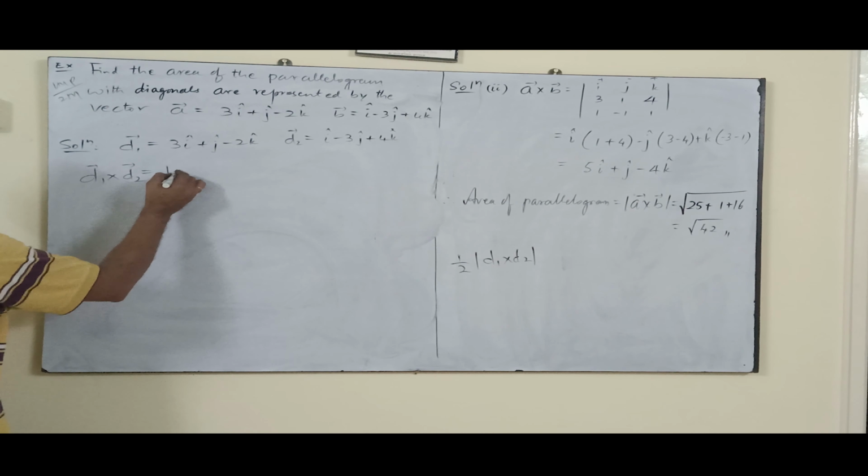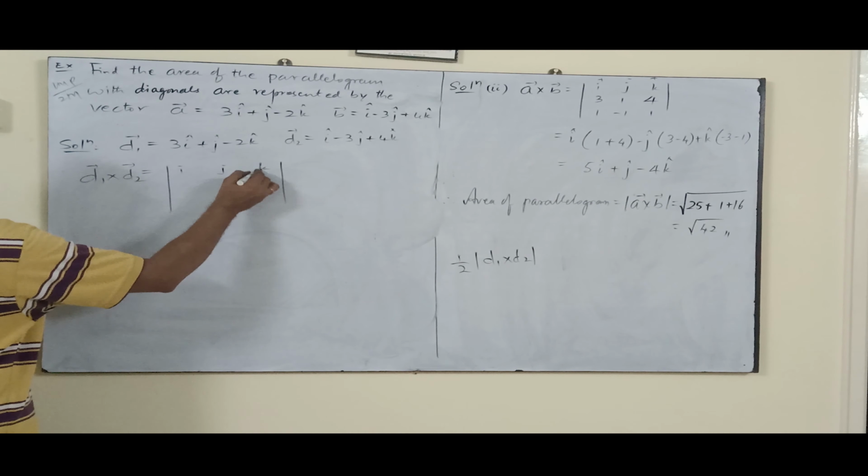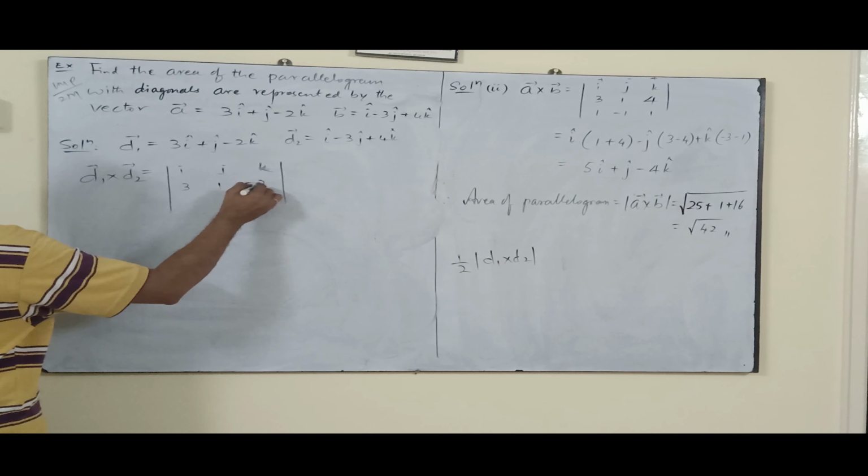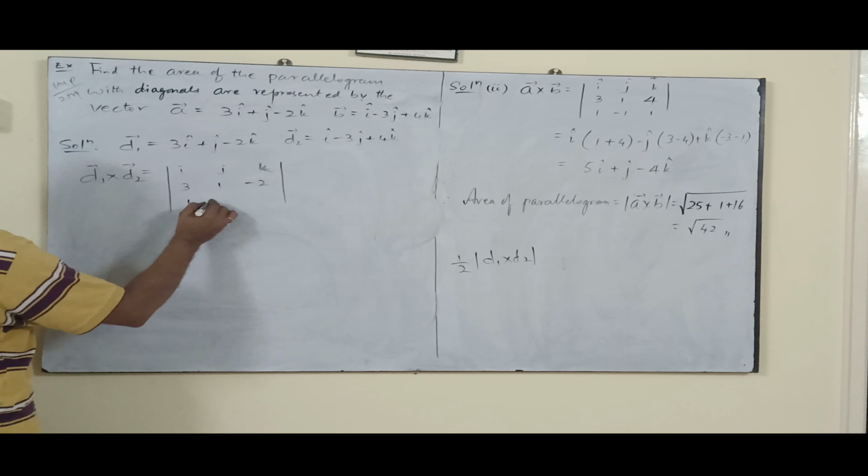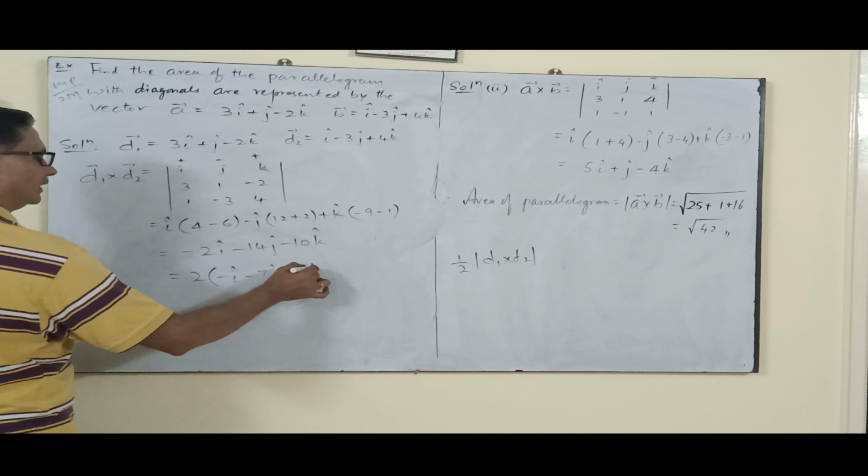By the definition of cross product, take the determinant with i, j, k, then the coefficients of vector D1: 3, 1, minus 2, and vector D2: 1, minus 3, 4. Expand that determinant: i into deleting first row first column, 4 minus 6, minus j into deleting first row second column, 12 plus 2, plus k into deleting first row third column, minus 9 minus 1. That is minus 2i, minus 14j, minus 10k. Among these three take 2 common: minus i minus 7j minus 5k.